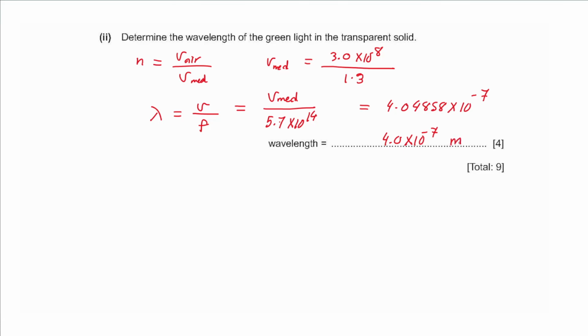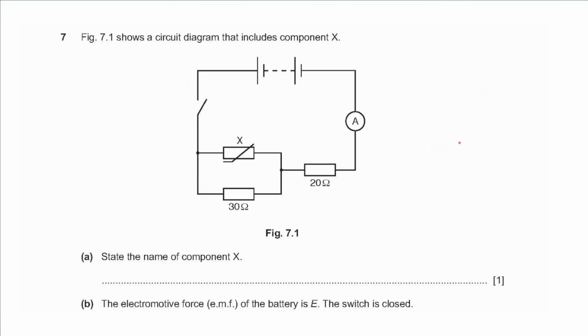Question 7 says figure 7.1 shows a circuit diagram that includes component X. State the name of component X. This is a thermistor, which depends on the temperature of the environment or its own temperature.